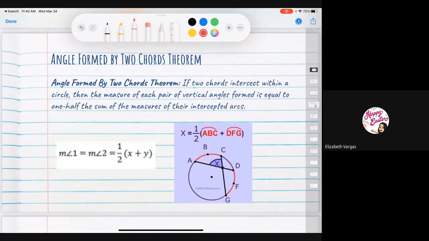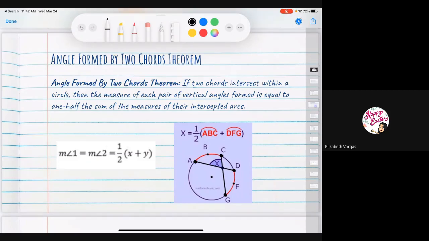We're going to look at two theorems, but here's the first one. This is the angle formed by two chords theorem. Again, we saw a chord basically runs from one side of the circle to the other side of the circle. So here would be one chord, A to D would be one chord, and C to G in this example would be another chord.